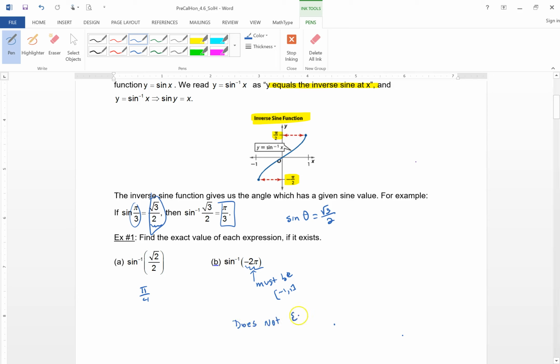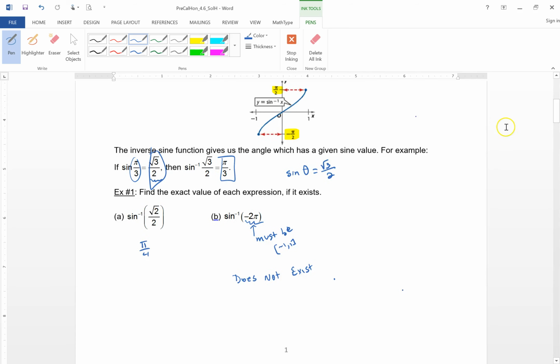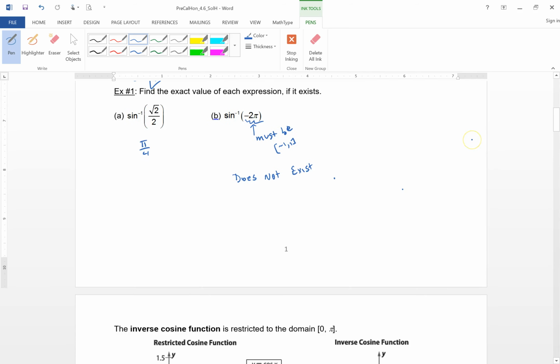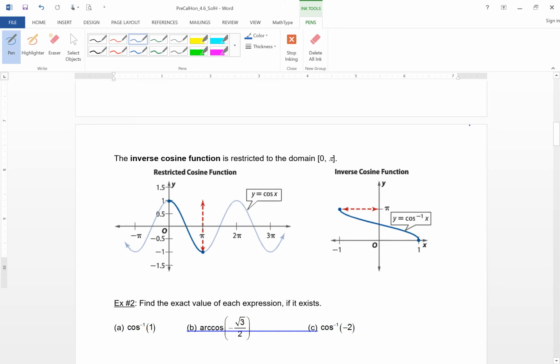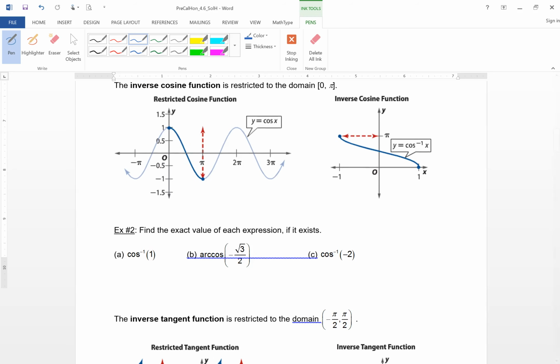There is no accepted terminology for this like there is for the domain. So whether you write does not exist, impossible, out of domain, or no solution, all of them work. Is the negative 1 to 1 based on the range of the inverse or the domain of the first one? The domain of the sine or the domain of the inverse, the range of the regular sine. They're the same.